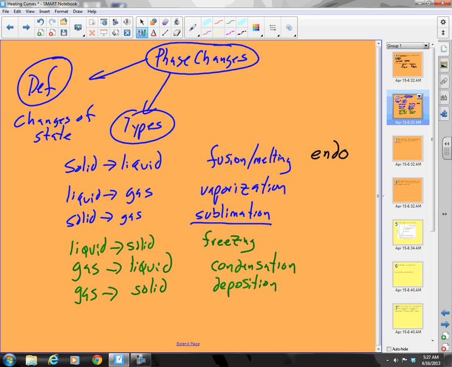What about going from a liquid to a gas? We have a liquid on the stove. We have to boil it. We have to vaporize it. That requires us putting heat to it. So that's endothermic. And going from a solid to a gas is also endothermic. All these others are going to be just the opposite. Going from a liquid to a solid is exothermic. Going from a gas to a liquid is exothermic. And going from a gas to a solid is exothermic.